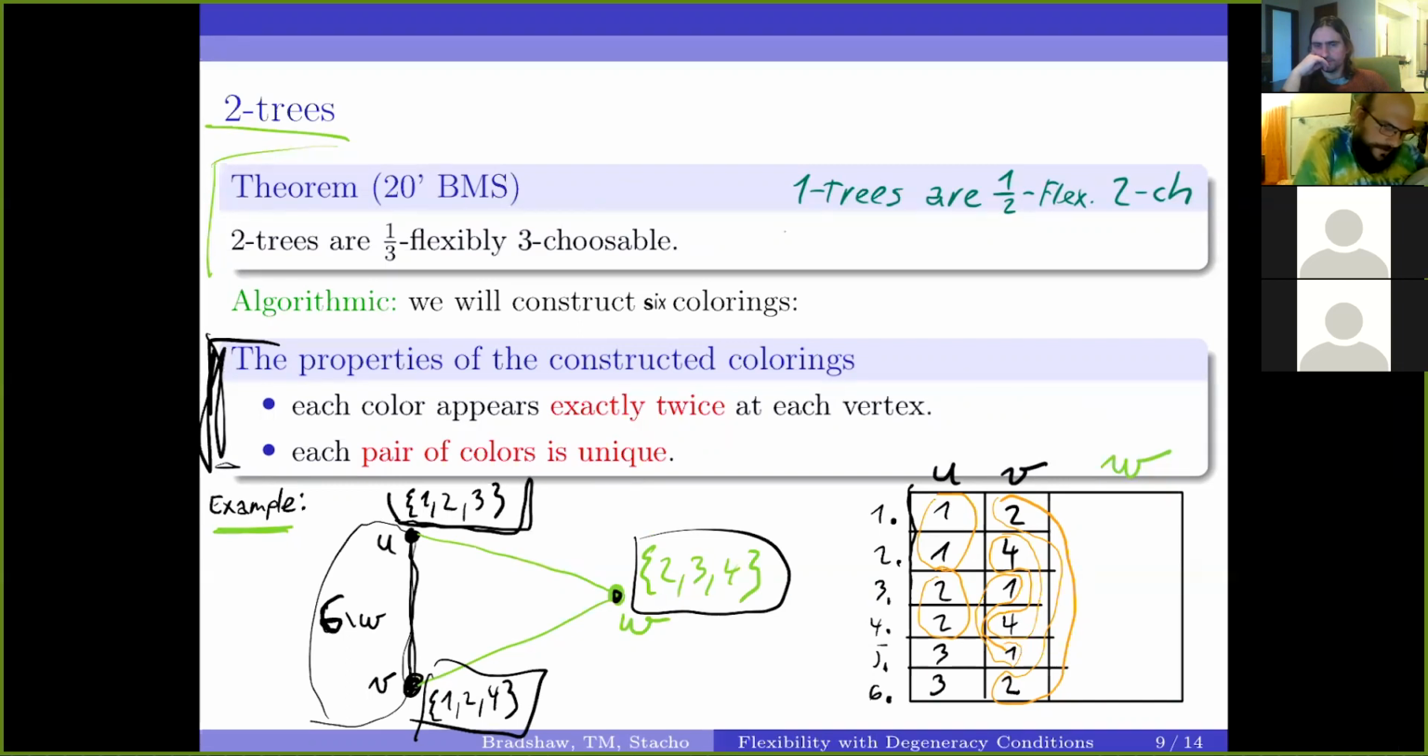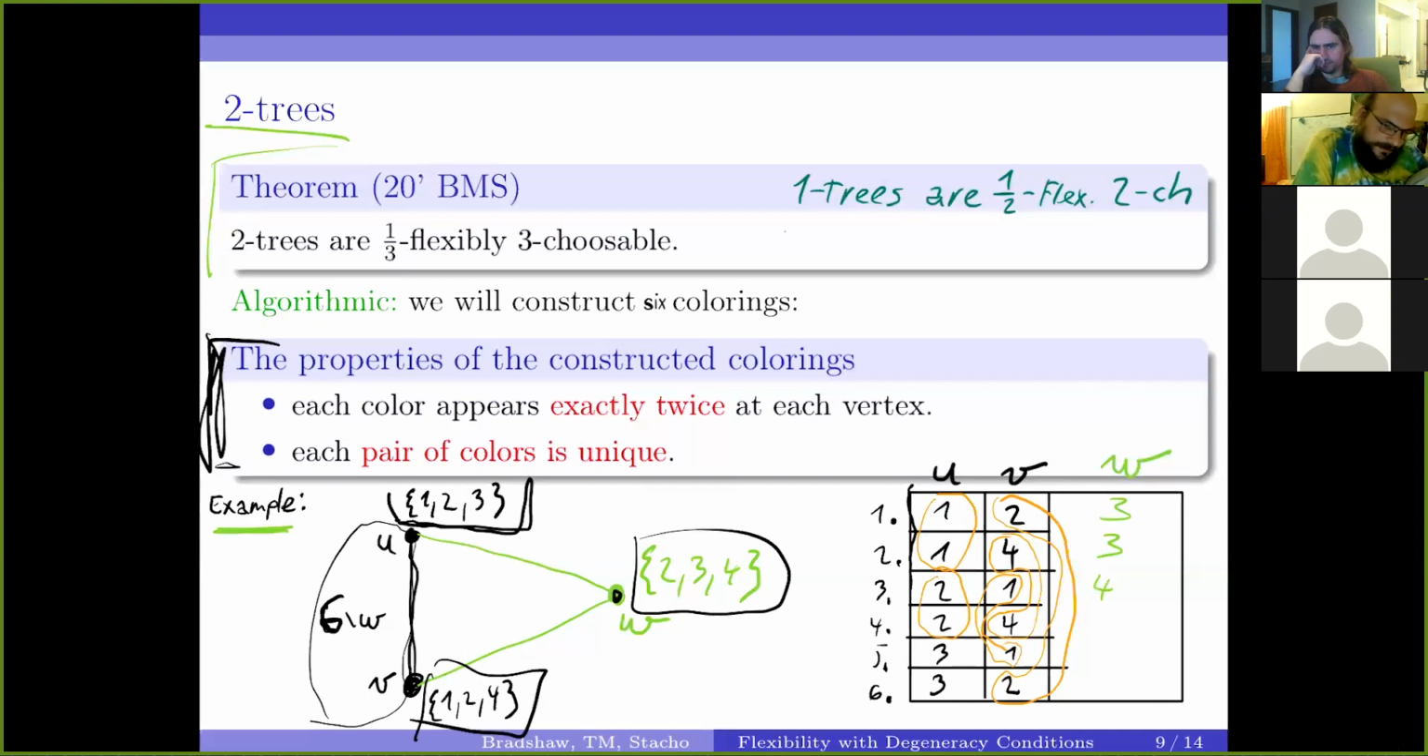So we have colors 1 and 2. So we can try to use color C for vertex W. Here we have 1, 4. So again, 3 would work. But now we have colors 1 and 2, and we know that color C was already used twice. So we need to use some different colors. So now we can use color 4.